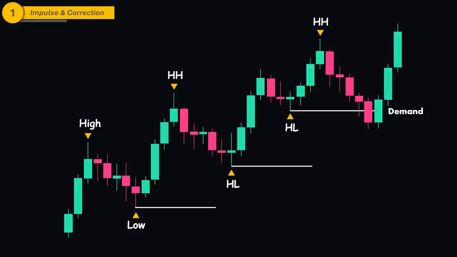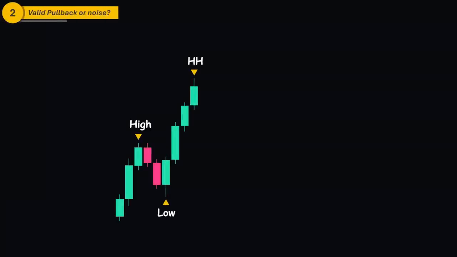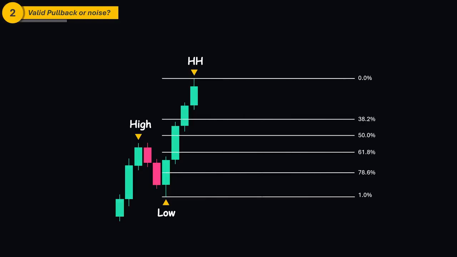So let me explain the most mechanical method to identify valid pullbacks and filter out internal moves and noise. This technique uses Fibonacci retracement levels to pinpoint the depth of correction. Here's how it works. When the market makes an impulsive move, we draw the Fibonacci retracement from the start of the recent impulse to the end.